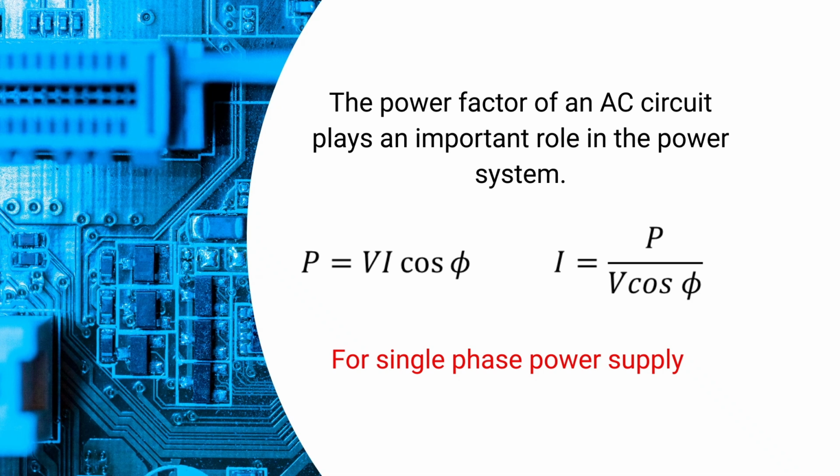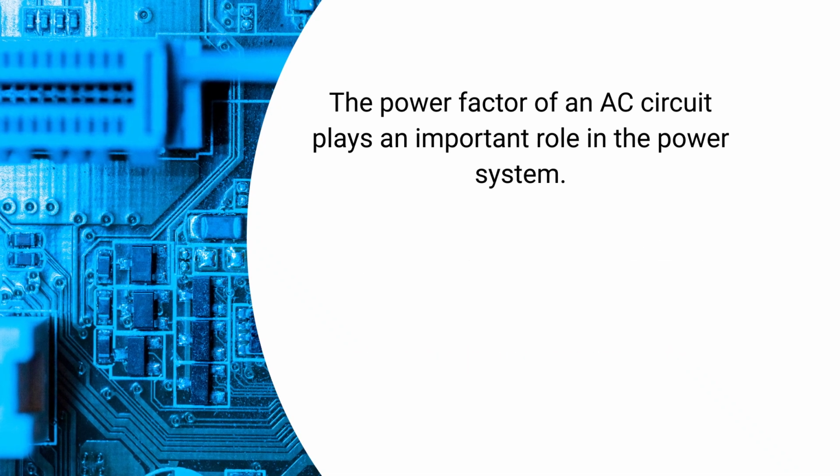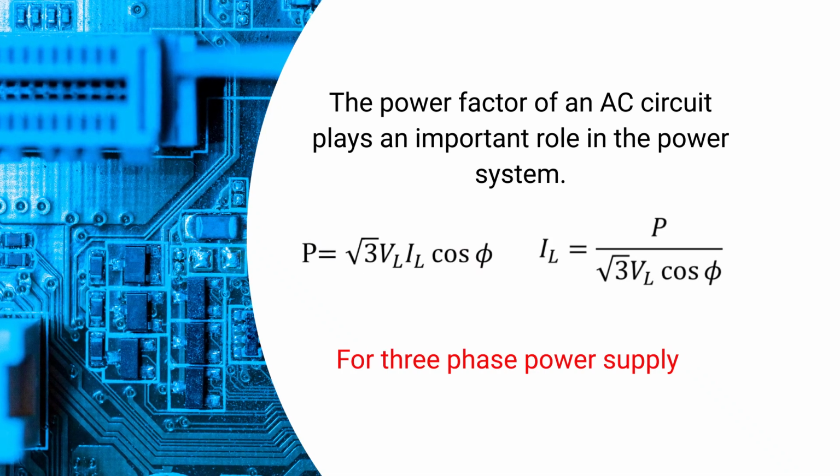If we are talking about three phase power, you can write the expression for the power P is equal to root 3 VL IL cos phi, where VL is the line voltage, IL is the line current, and cos phi is the power factor. So you can write the equation of the IL also. This IL can be written as P upon root 3 VL cos phi.